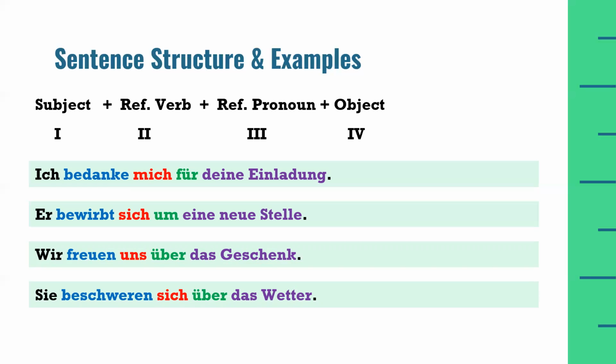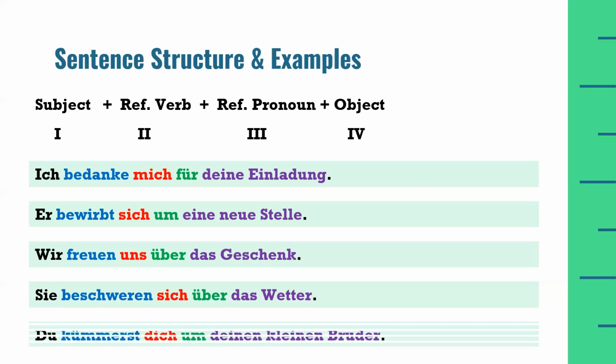Next example: Sie beschweren sich über das Wetter. They complain about the weather. It's very common in Germany to complain about the weather and to talk about the weather. Therefore, I have taken this example. Sie beschweren will remain beschweren for they, if they is the subject of the sentence. At third position, we have used again the reflexive pronoun, then über das Wetter. Über is again an accusative preposition and Wetter is a neuter noun. So here we have to use the definite article das.